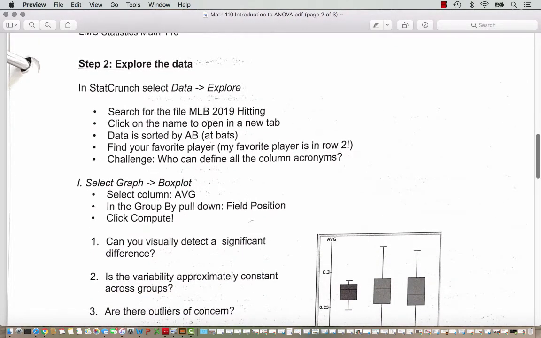So step 2 is we're going to go find the data. We're going to go to StatCrunch and go to data sets and do some exploring and find the data file MLB 2019 hitting. And we are going to see how the data looks. It's sorted by the at-bats, and you could find your favorite player. My favorite player is in row 2. And then for a challenge, you can see if you can define all the column acronyms.